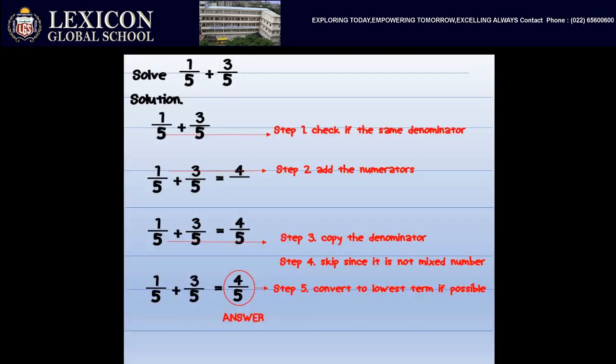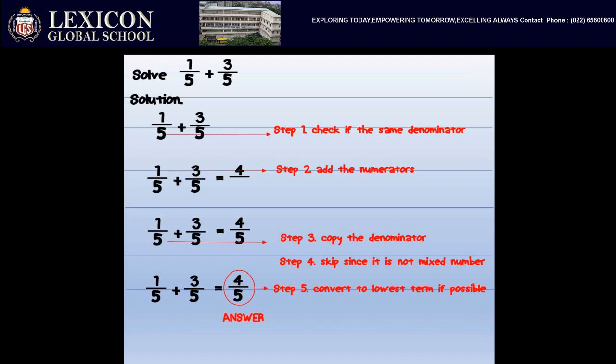Let us solve an example. 1 upon 5 plus 3 upon 5. Step 1 is to check the denominators. All the denominators are the same, that is 5. Thus, we can proceed to step 2. Step 2 is to add all the numerators. Let us add 1 and 3. This will give us 4.